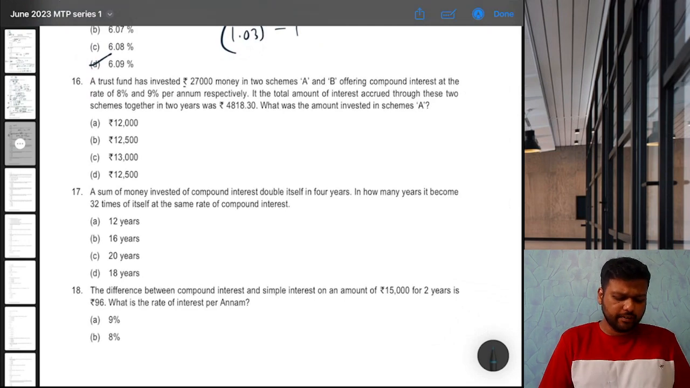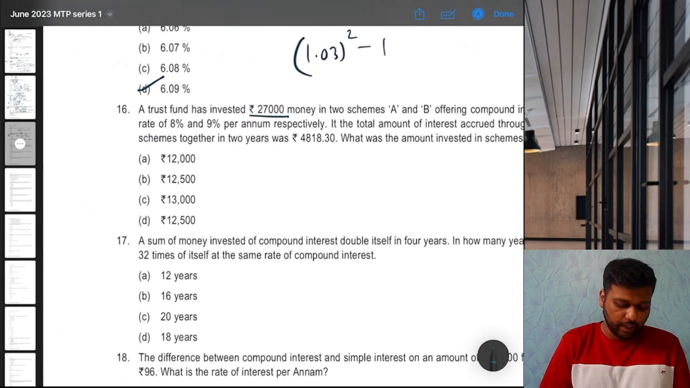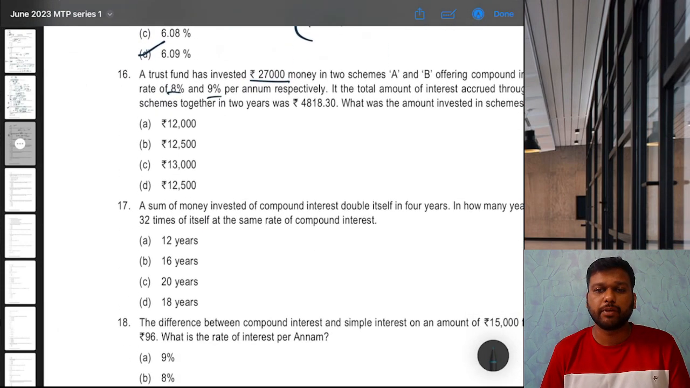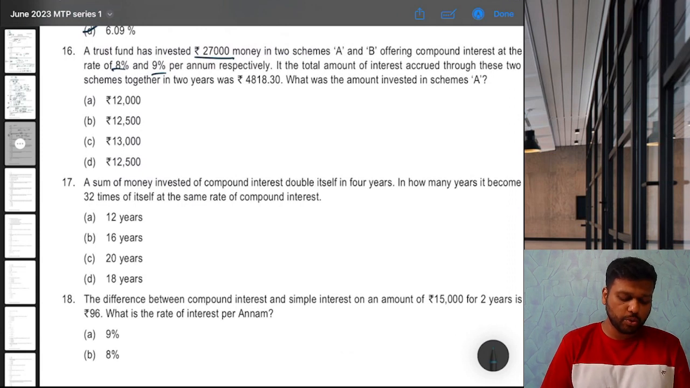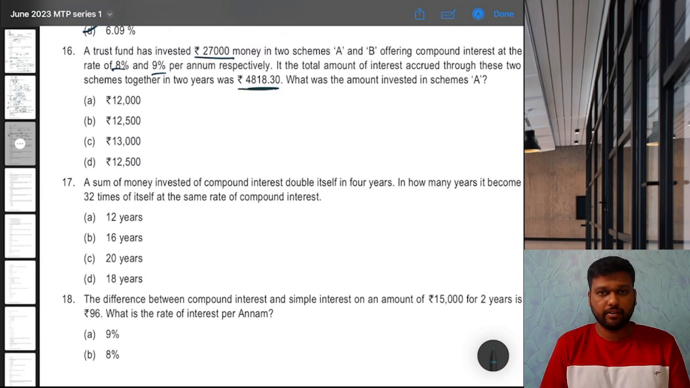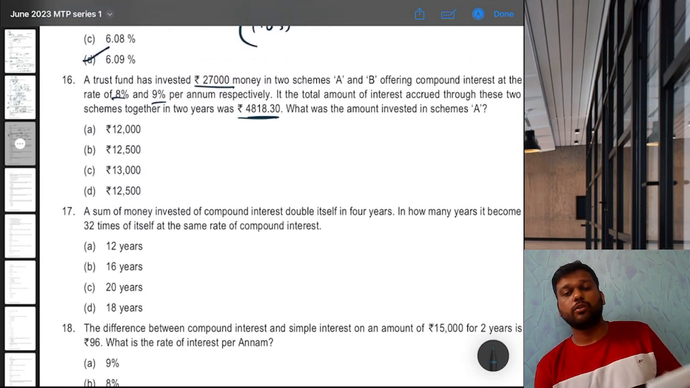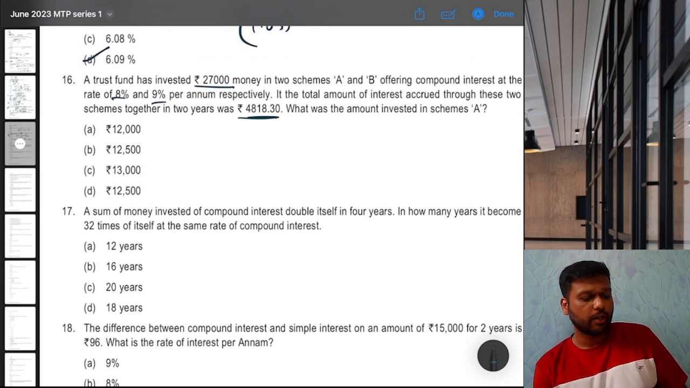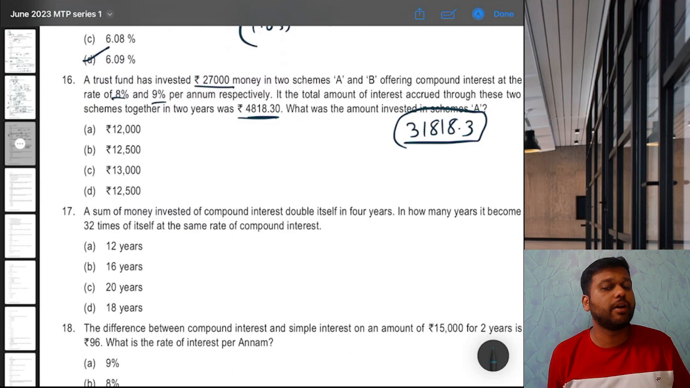A trust fund has invested 20,000 rupees in two schemes A and B, offering compound interest at the rate of 8% and 9% per annum respectively. If the total amount of interest accrued through these two schemes together in 2 years was 4818, what was the amount invested? Here going by options is easier. 27,000 was the starting money plus 4818.3, so at the end we should have 31818.3.